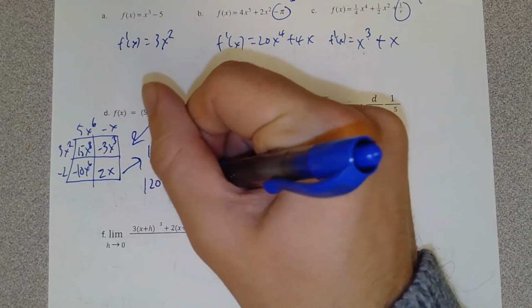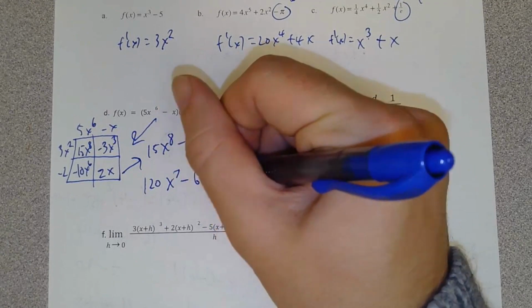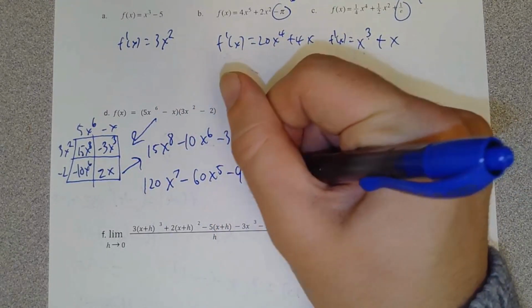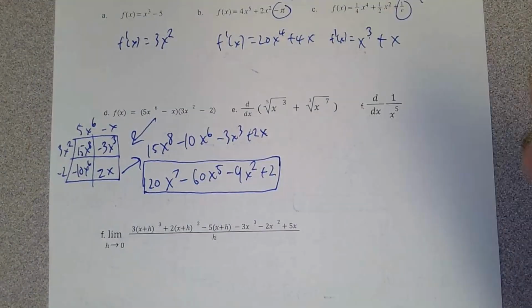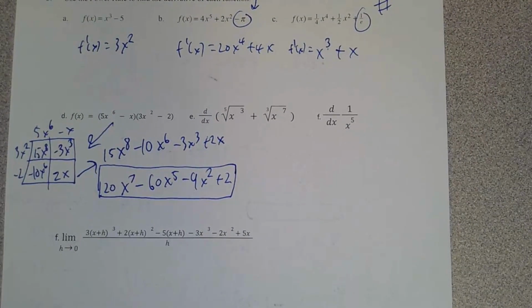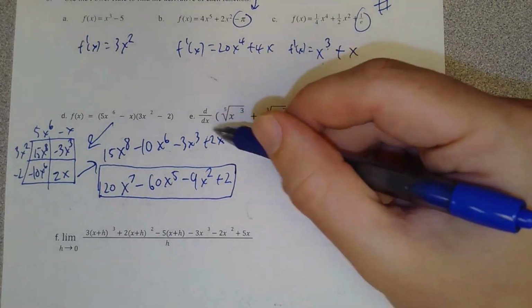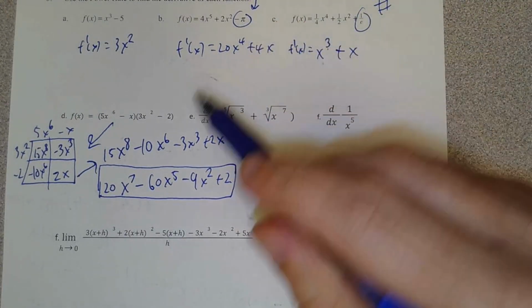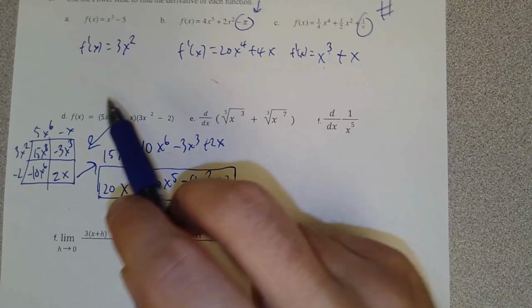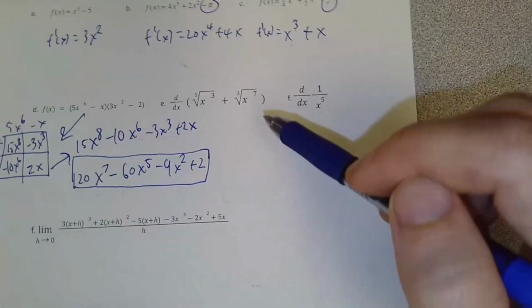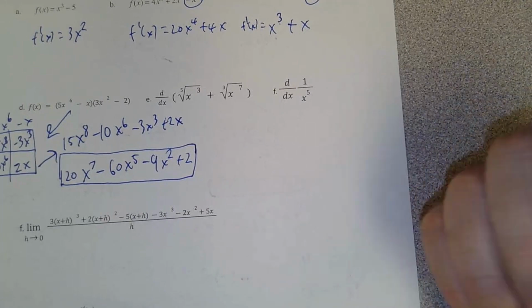120x to the 7th minus 6 times 10 is 60x to the 5th minus 9x squared plus 2. Okay, easy. Let's do these. These are pretty straightforward. This one you have to multiply before you take the derivative. These two I'd say are the more challenging ones. I might even need scratch paper for these.